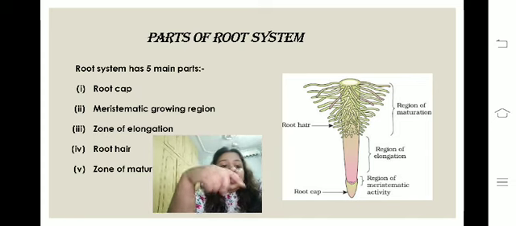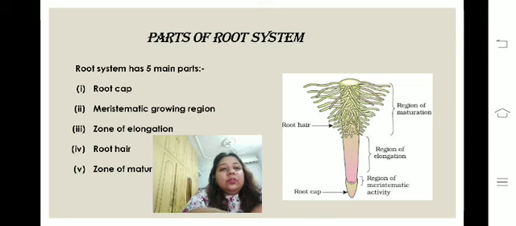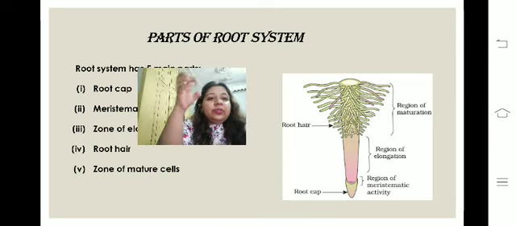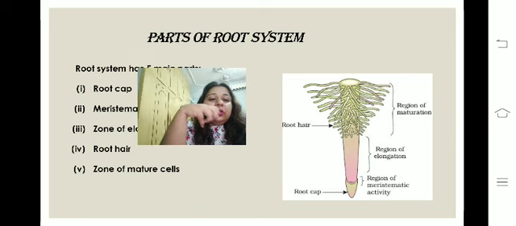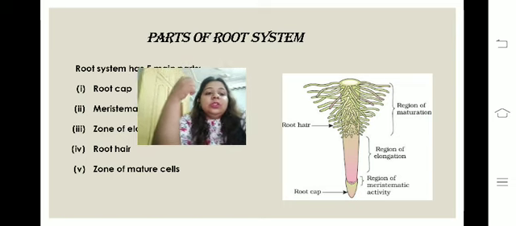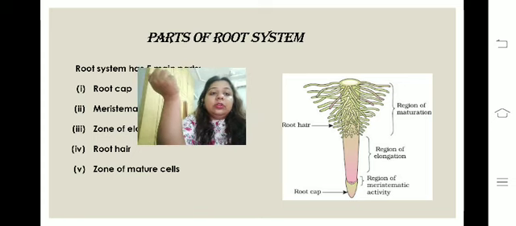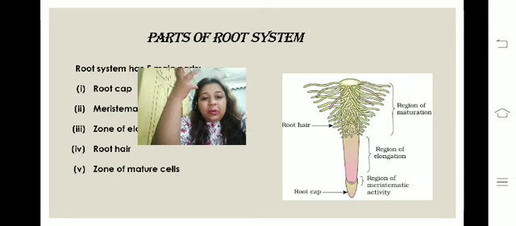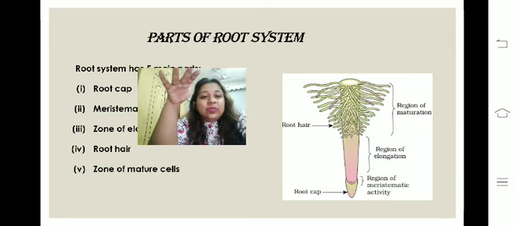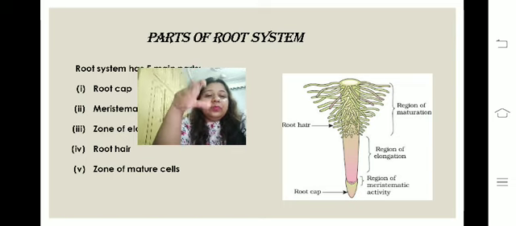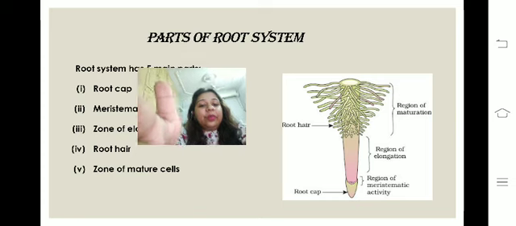The last part is the zone of maturation, or region of maturation. The major portion of the root in this zone consists of mature cells, where the cells do not change into any other form further. The function of this region is to provide mechanical support to the aerial part of the plant, that is the shoot system, the part above the ground that we are able to see. So the main purpose of this region is to provide support to the remaining part of the plant.